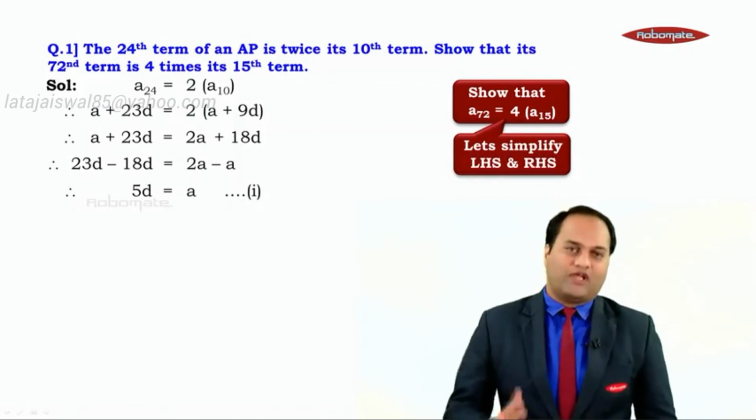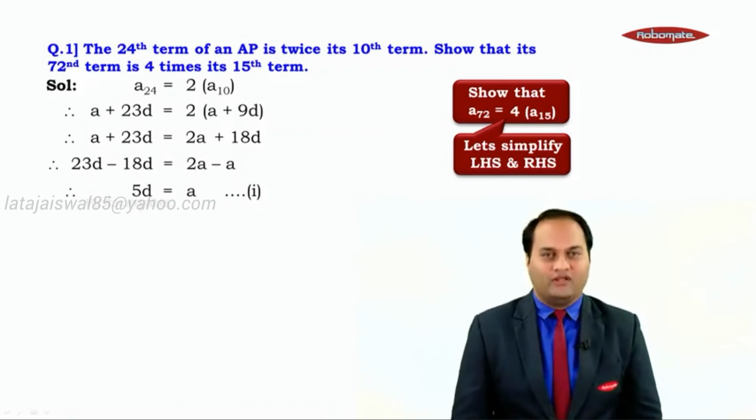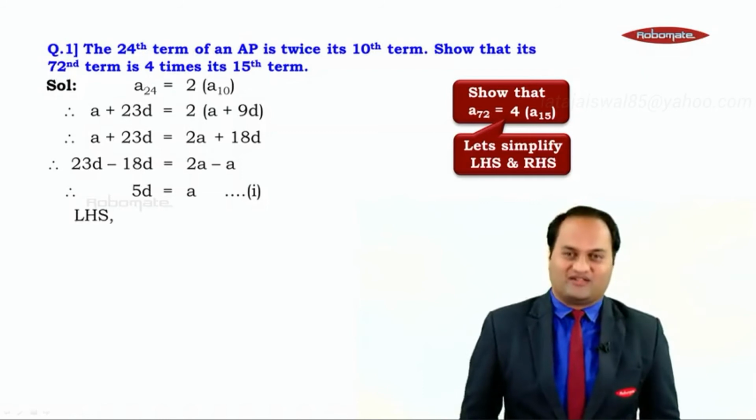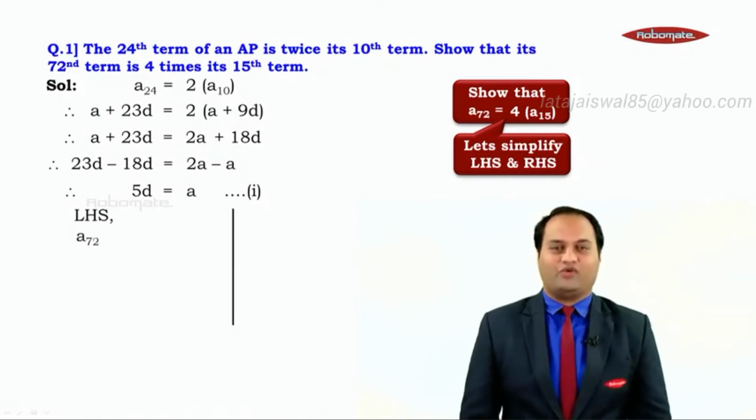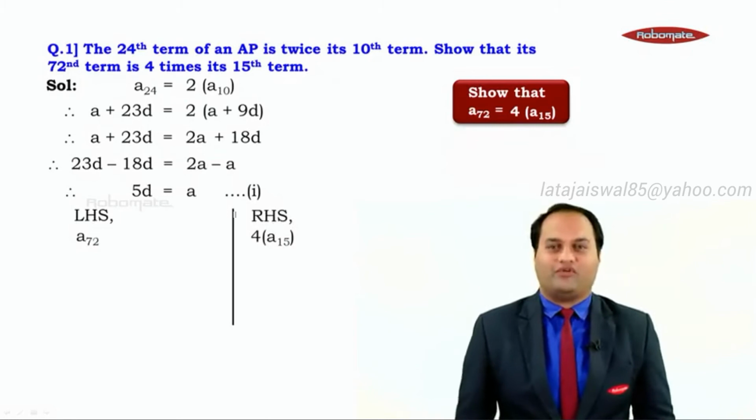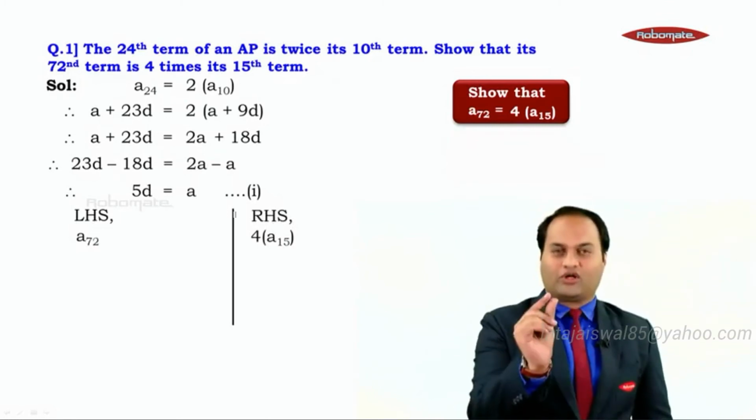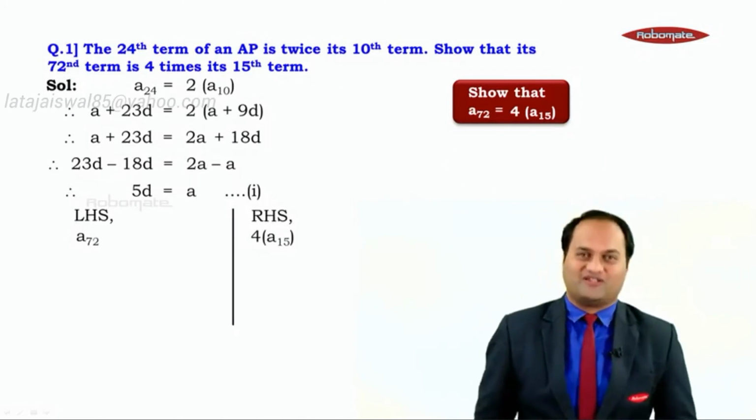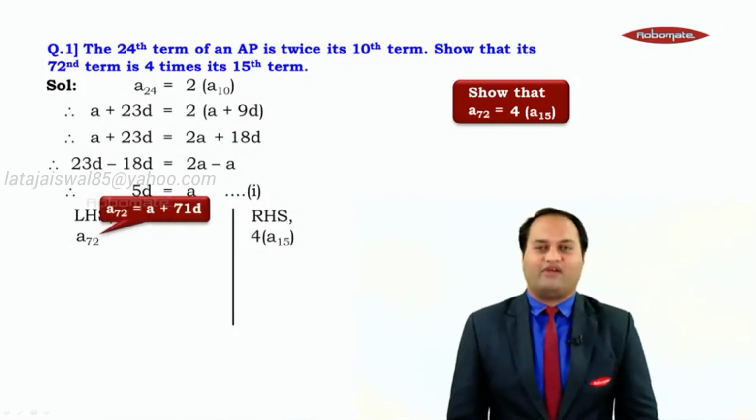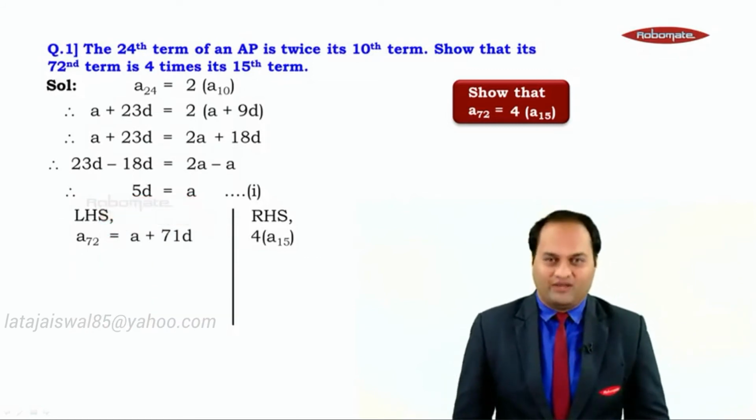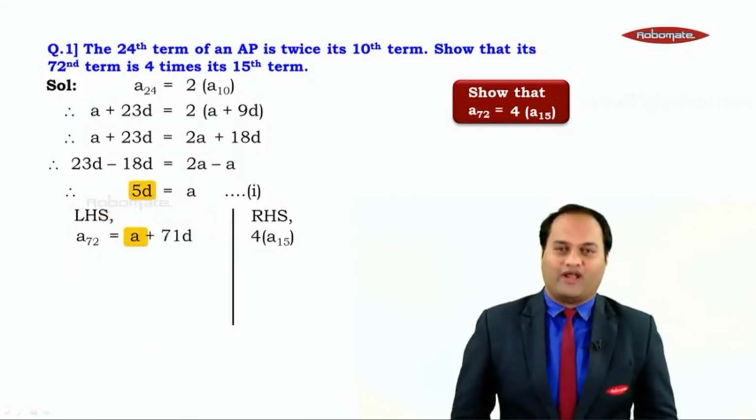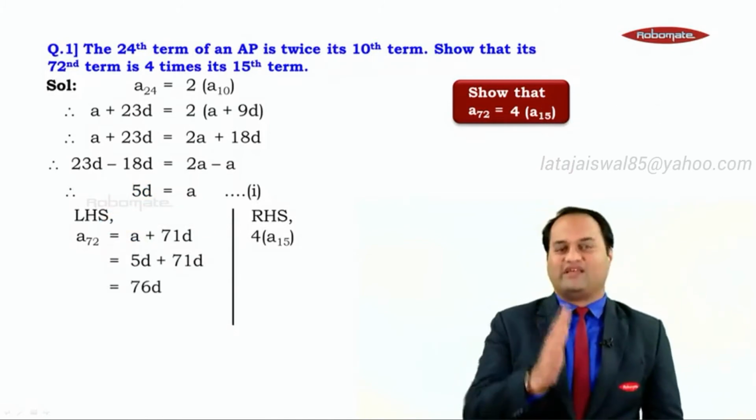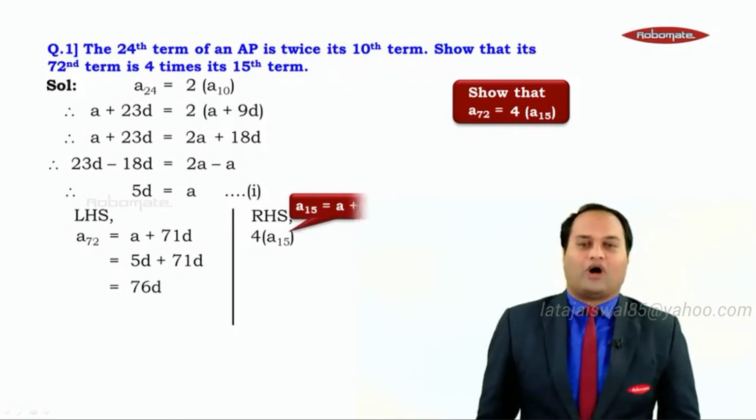Show that A72 is equal to 4A15. Let's simplify the LHS and RHS and show that LHS is equal to RHS. LHS is A72 and RHS is 4 into A15. We know the relation A is equal to 5D. Substitute that. See if LHS is equal to RHS or not. A72 is equal to A plus 71D. We know that A is equal to 5D, so 5D plus 71D is equal to 76D. So LHS is 76D.